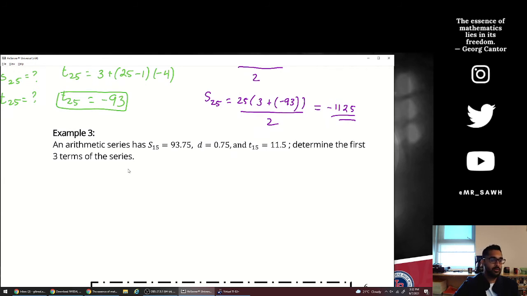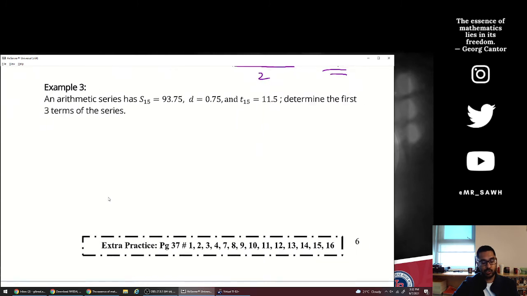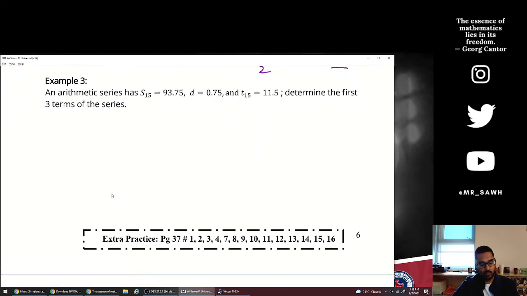Now, in order to determine the first 3 terms, well, I know the difference, right? I don't really want to work backwards from the 15th term to go all the way back to 1. So essentially, we're going to be looking for that first term, right? That's the goal. Find T1. If I know the difference, well, then it's pretty easy to find the first 3 terms. So T1 is what we're looking for.